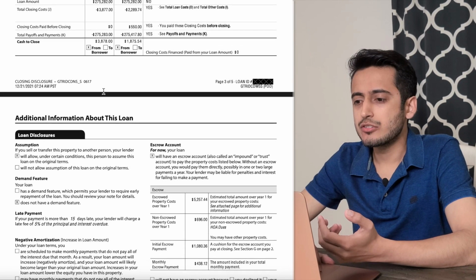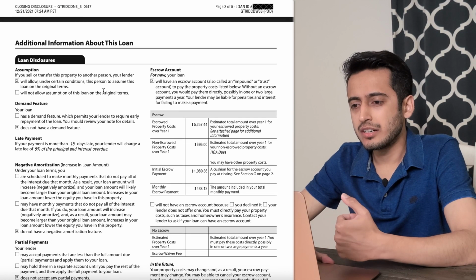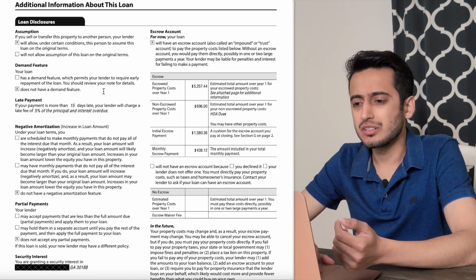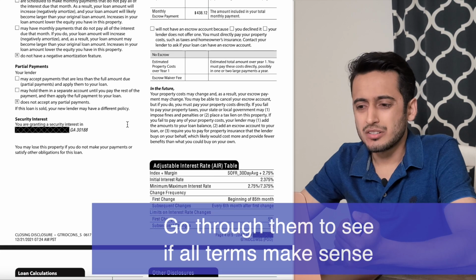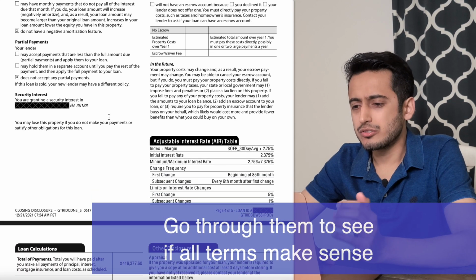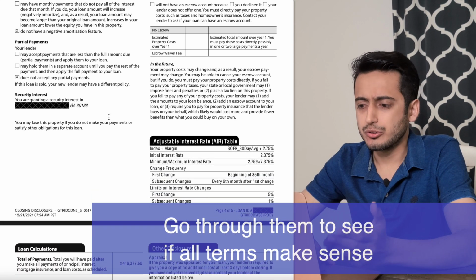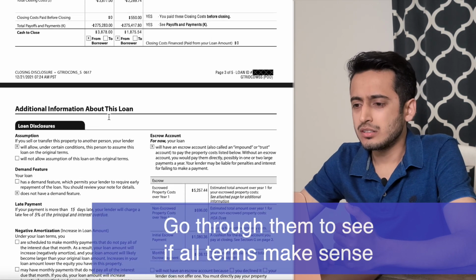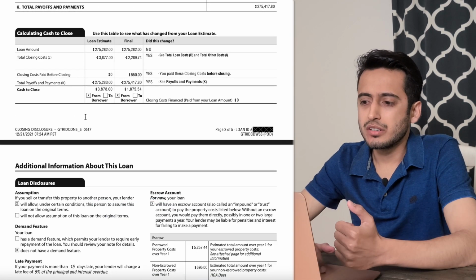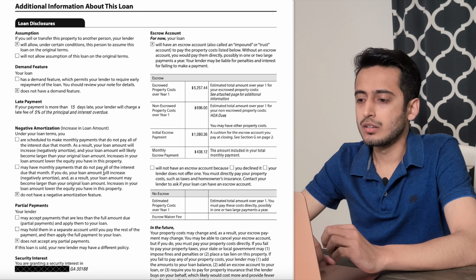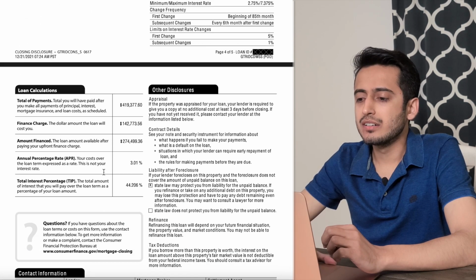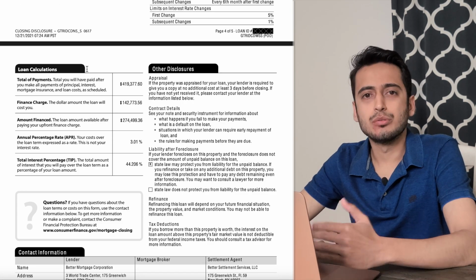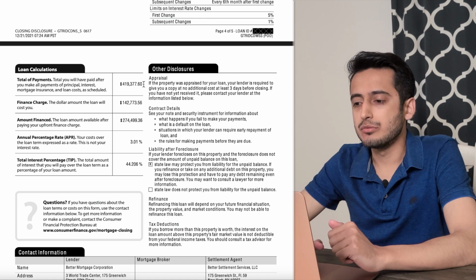Okay, and after this cash to close section, there is other additional information about the loan. These are the terms and conditions, like partial payments, does the loan allow partial payments or not. So these are the terms of your loan, and you can go through them, but more or less pretty much this is where the meat is. And towards the end, there is the loan calculations, that if you run the loan long enough, these are the kind of payments you will end up making.